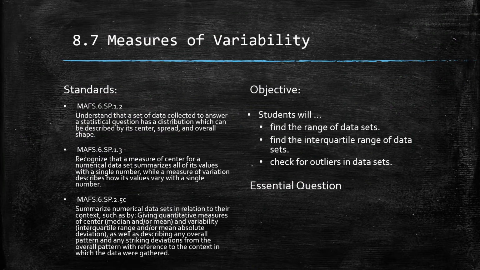Your objective for this lesson is to find the range of a data set, to find the interquartile range of a data set, and check for outliers in a data set. Your essential question: how can you describe the spread of a data set?